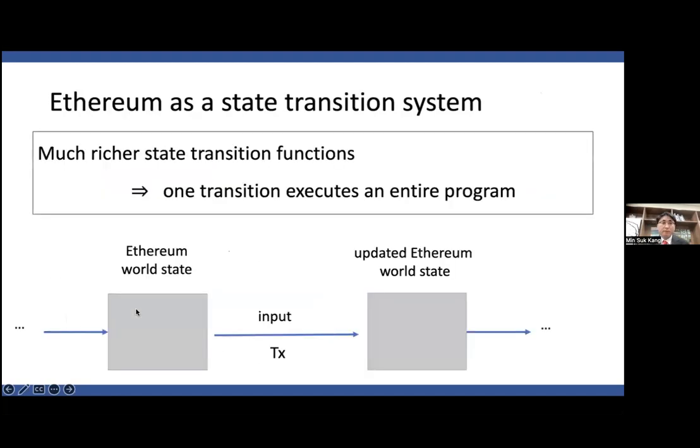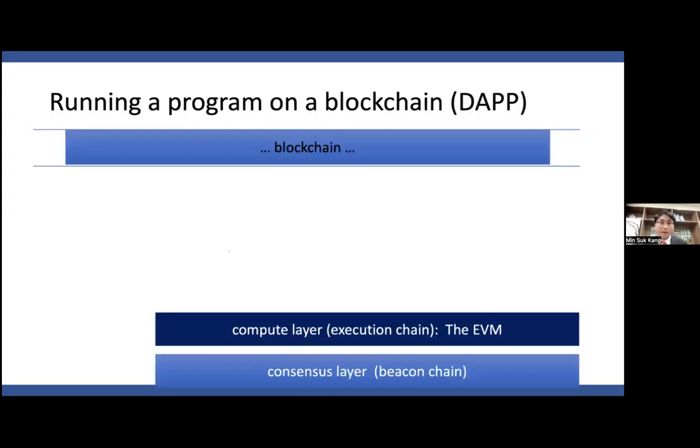So how is it different from Bitcoin? Ethereum as a state transition system has much richer state transition functions. One transaction executes an entire program, not just money moving around from this account to that account. It actually executes an entire program. So Ethereum's world state is much richer than Bitcoin's. And how is it different? One biggest difference is that you can run a program on a blockchain.